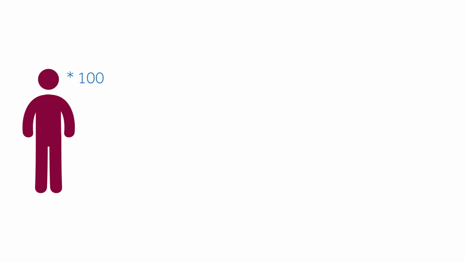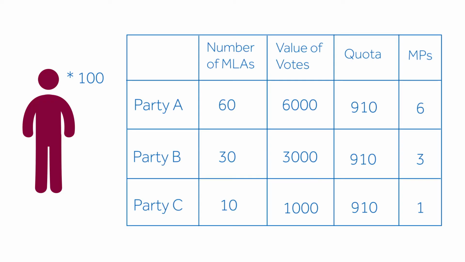Let's go back to our example and suppose that of the 100 MLAs, 60 belong to party A, 30 to party B, and 10 to party C. That is, party A has a total of 6,000 value of votes, party B has 3,000, and party C has 1,000. Bringing back a quota of 910 votes, we can see that party A can clearly elect 6 MPs, party B 3, and party C 1 MP. This shows that the final list of Rajya Sabha MPs elected at any point is a representation of the strength of the parties in the assembly at that given time.